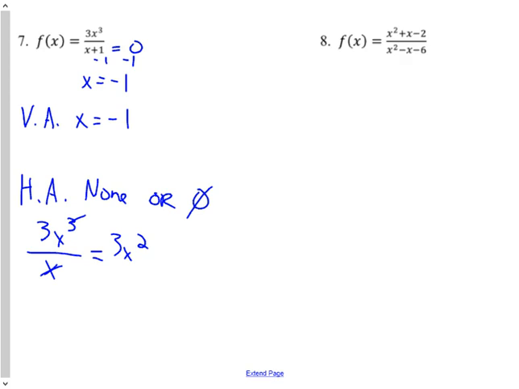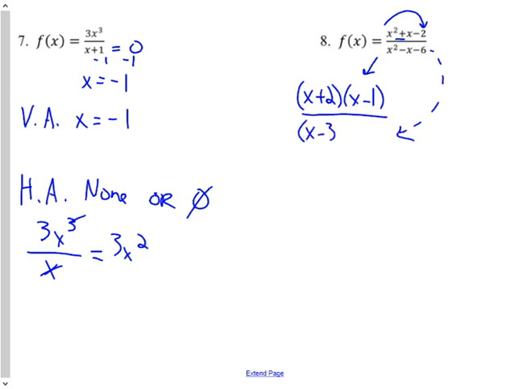Next one, we've got x squared plus x minus 2 over x squared minus x minus 6. You do want to work to simplify just in case something does simplify out. So factoring the numerator, numbers that multiply to equal -2 add to equal 1 are going to be +2 minus 1. And then the denominator, right? Numbers multiply to equal -6 add to equal -1 are going to be -3 plus 2.